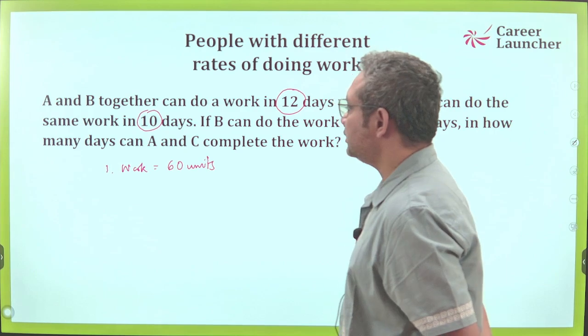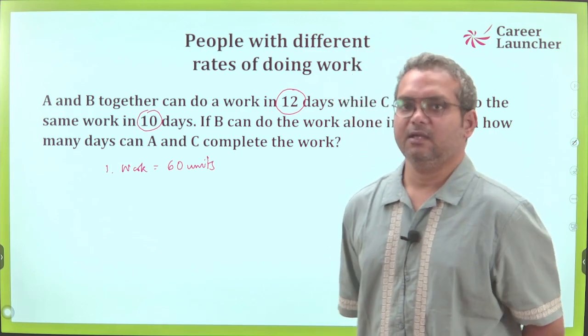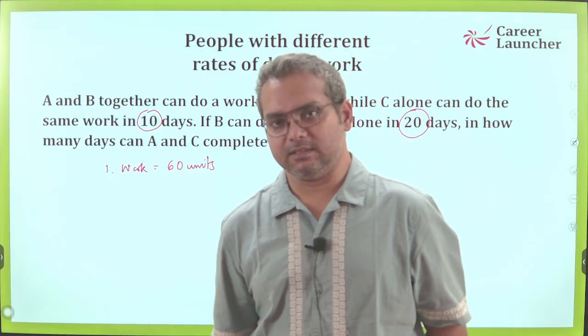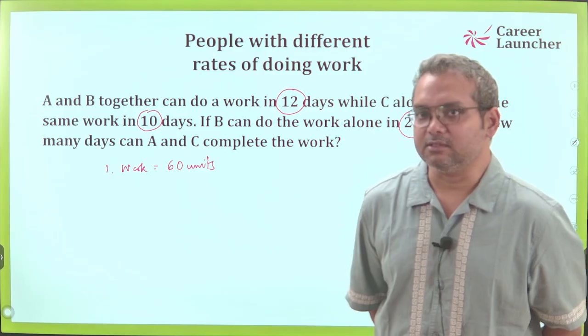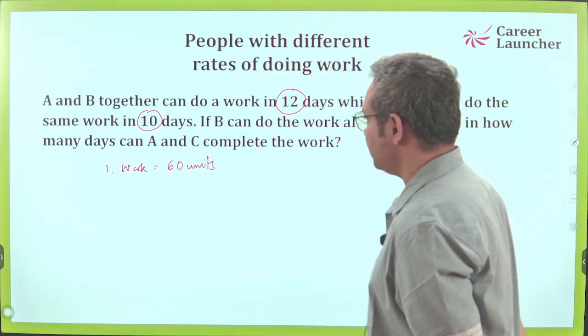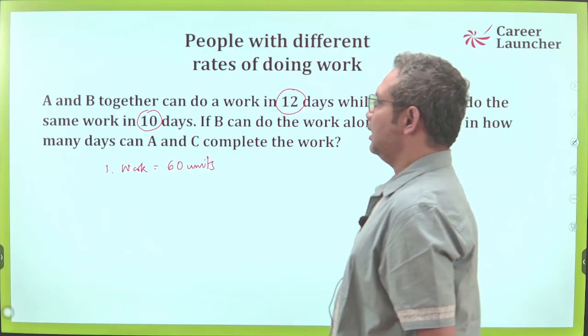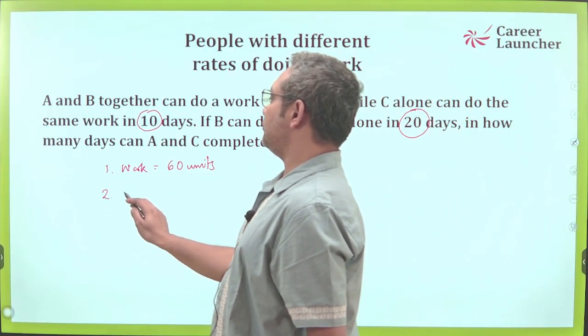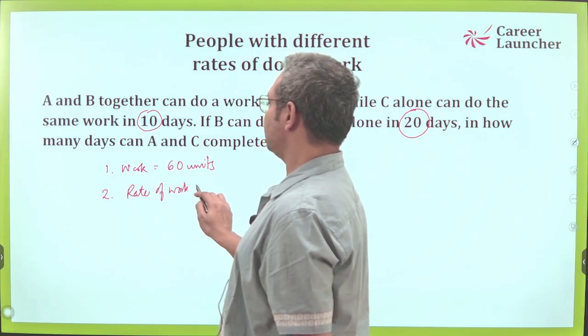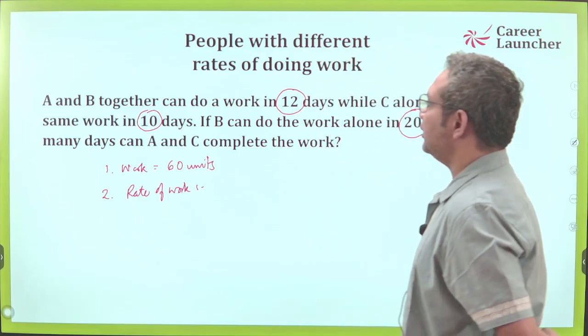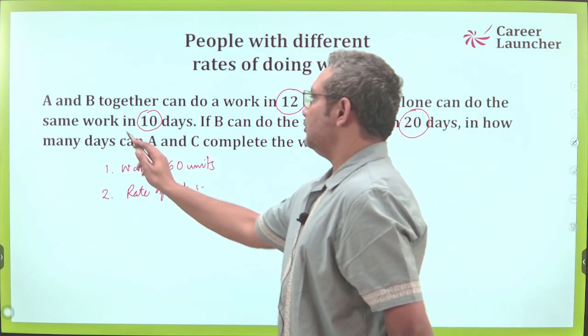What is 60 units? Units of work, like maybe typing out 60 pages or maybe coloring 60 walls, whatever. So the work is 60 units. Once this is done, the next step would be to find out the rate of work for each person.